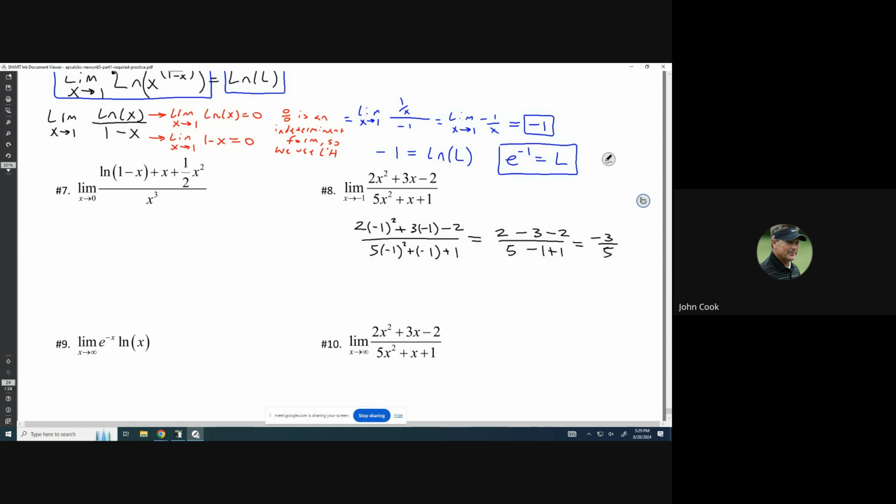So, hey, it looks like everything checks out. I didn't get an indeterminate form at all. So I think this is okay. That's my limit right there. So I just evaluate it.